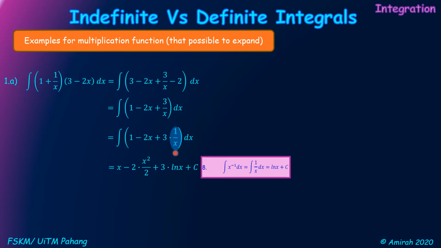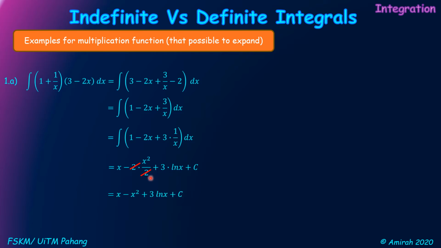And then we have the multiplication by the constant here, so we just put the constant. Then we integrate 1 over x. When we integrate 1 over x, it equals ln x. So we get this. After we finish the integration, we can put plus c at the back. Then we can simplify the 2 here, and after we simplify, we get x minus x squared plus 3 ln x plus c. This is an indefinite integral, with no lower and upper limit.